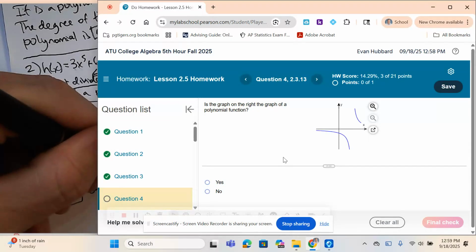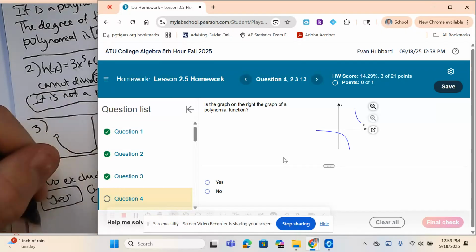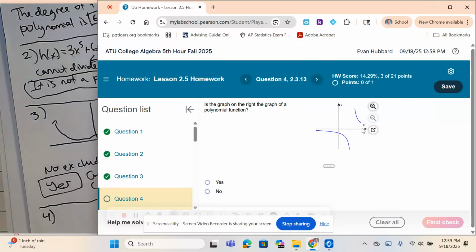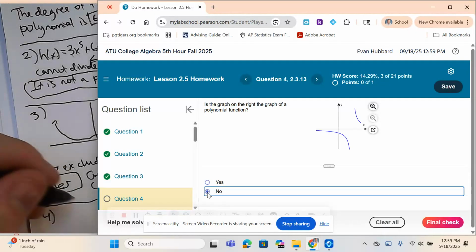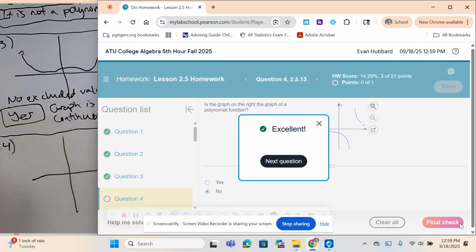All right, the next one, is this one continuous? Are there any gaps on this one? You see how there's a gap here? That's bad. It's got to be continuous, to where I should never be able to pick up my cursor and get to the next part. So this one's going to be no. So no on that one.